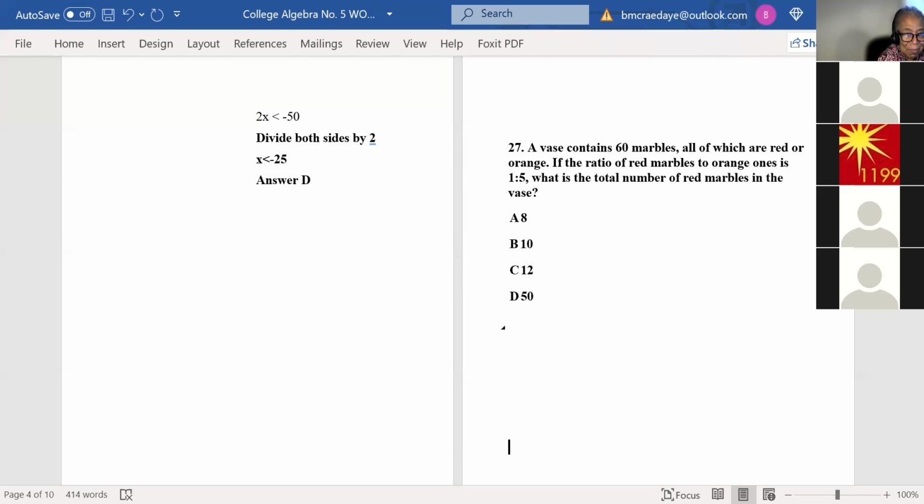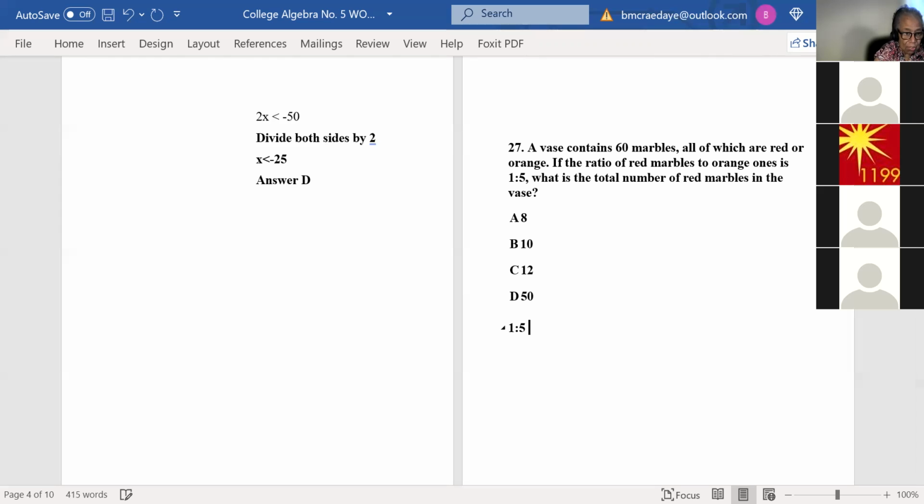I had the 1 with the 5 is 6, and then I put the 1 over the 6. So you took your ratio. A ratio is really a fraction, right? So you took your 1 over 5. That means you had a total of 6. It says, what's the total number of red marbles in the vase? The ratio of red to orange is 1 to 5.